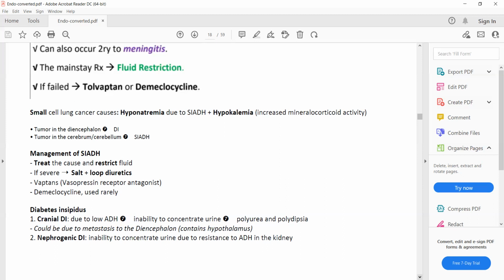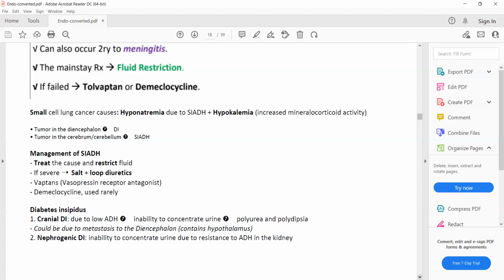Now the other abnormality that is related with ADH is diabetes insipidus. In SIADH, there is excessive ADH secretion. In diabetes insipidus, there is low ADH secretion, or increased resistance to ADH. So diabetes insipidus is basically low production of ADH or increased resistance to ADH.